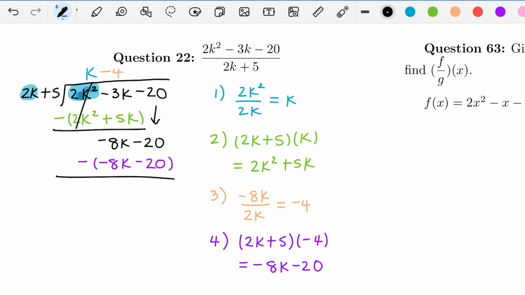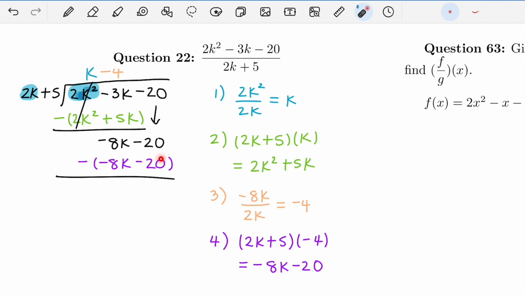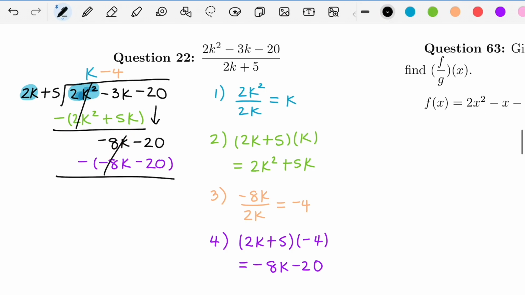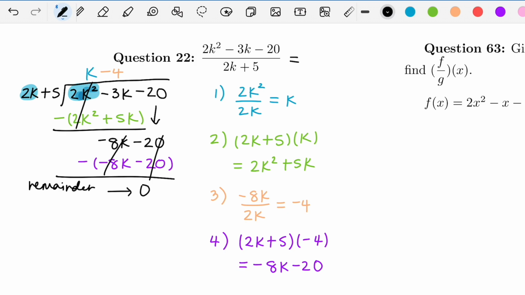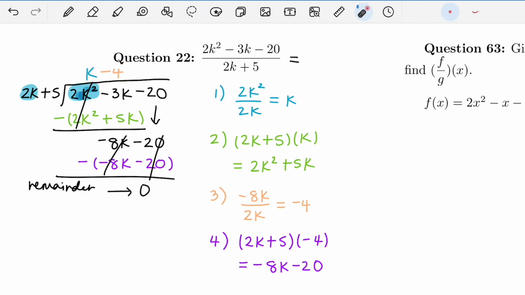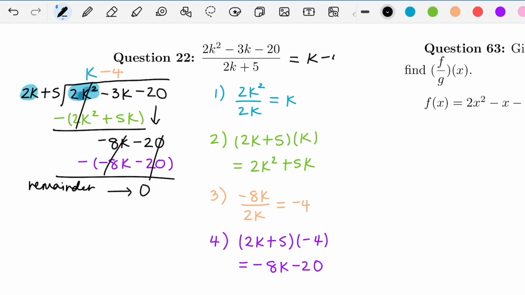Now notice, again, this minus is going to be distributed to both terms inside of our parentheses here. So we end up with a positive 8k and a positive 20. So this minus 8k and this positive 8k cancel, and this minus 20 and plus 20 also cancel. So what we're left with is 0, and in this case, this is going to be our remainder. So when we divide these two polynomials, we're left with a remainder 0. So this means our final answer is just going to be what's up top here, this k minus 4.